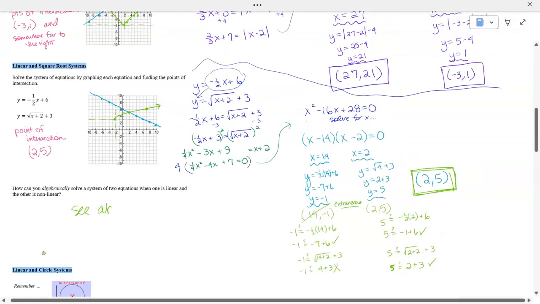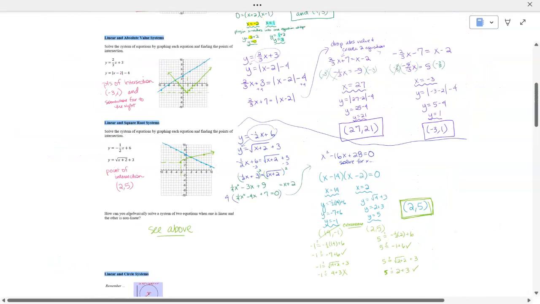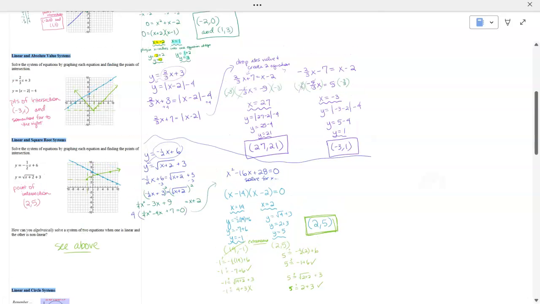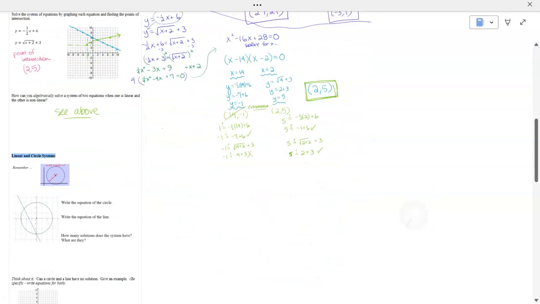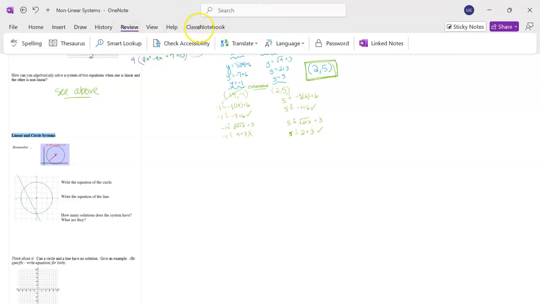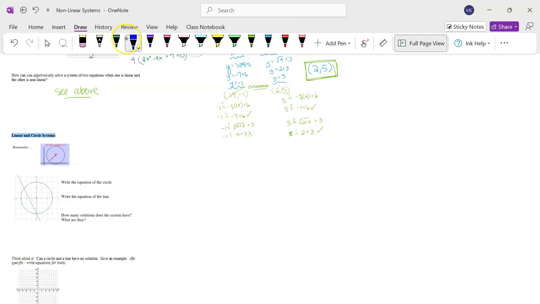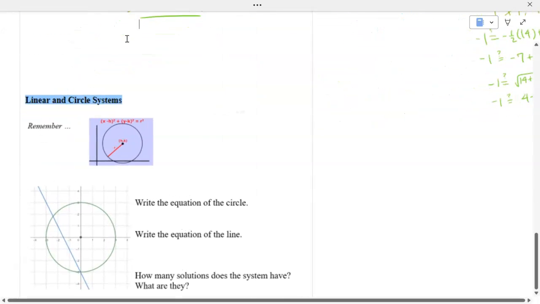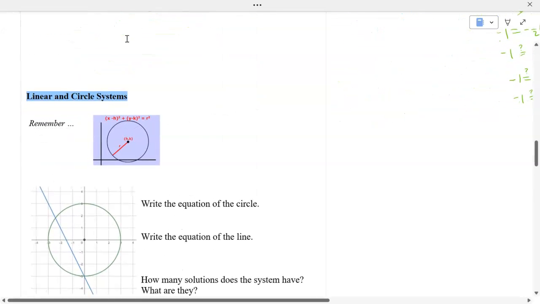So we worked all of these out, finding those solutions or those intersection points algebraically using our square root function, our absolute value function, or our quadratic function. So now what I want to do is move on and take a look at how we can find a system of equations and intersection points between a line and a circle.